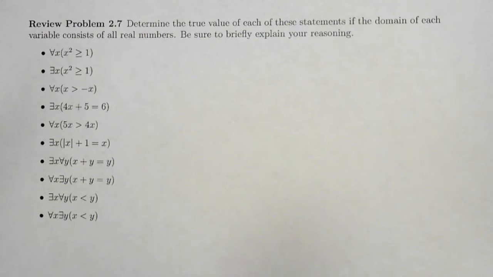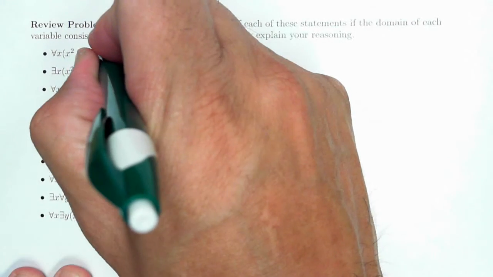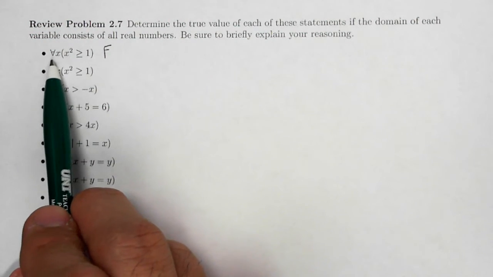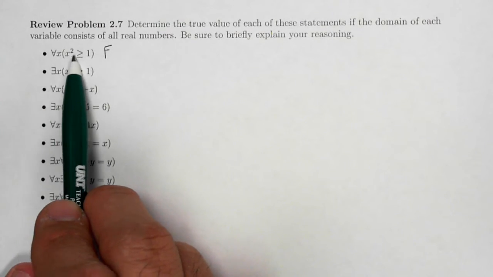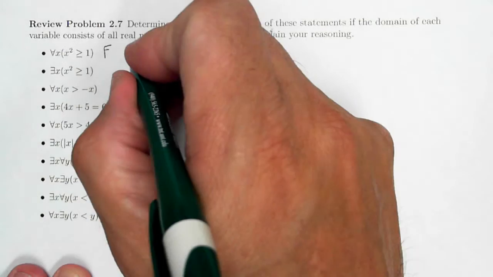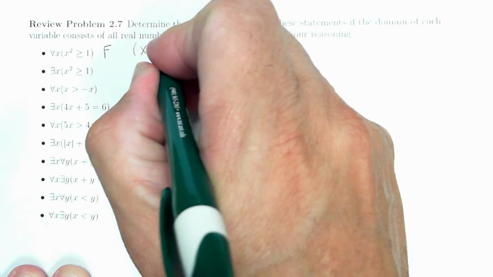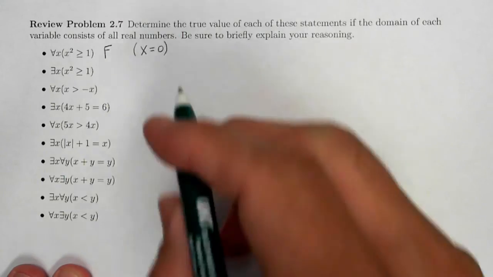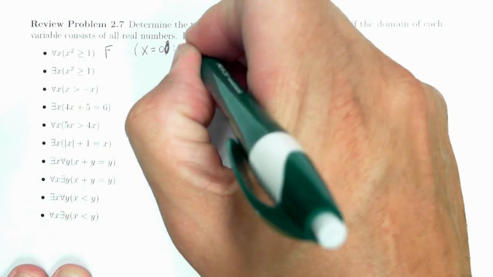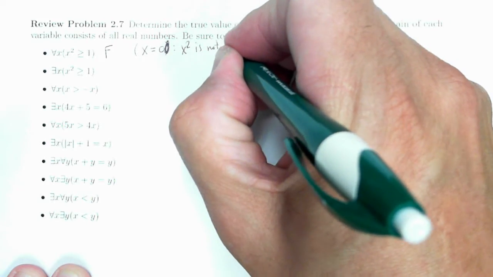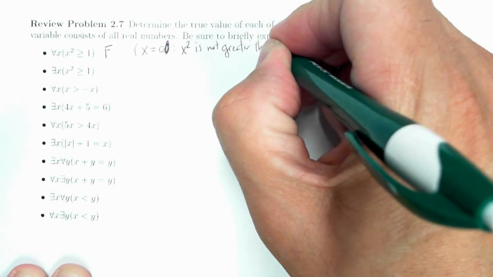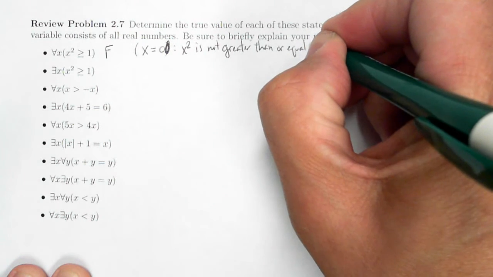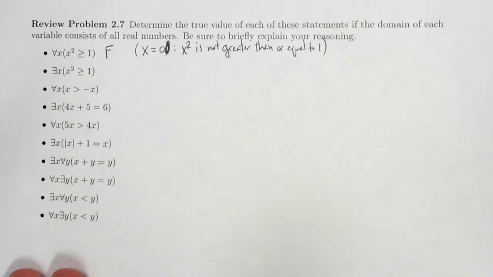All right, let's take a look at review problem 2.7. Let's determine whether these are true or false. The first one is false. The reason this is false, this is stipulating that for every real number x, x squared is greater than or equal to 1. That is false because if x equals 0, then x squared is not greater than or equal to 1. And so that one is false.